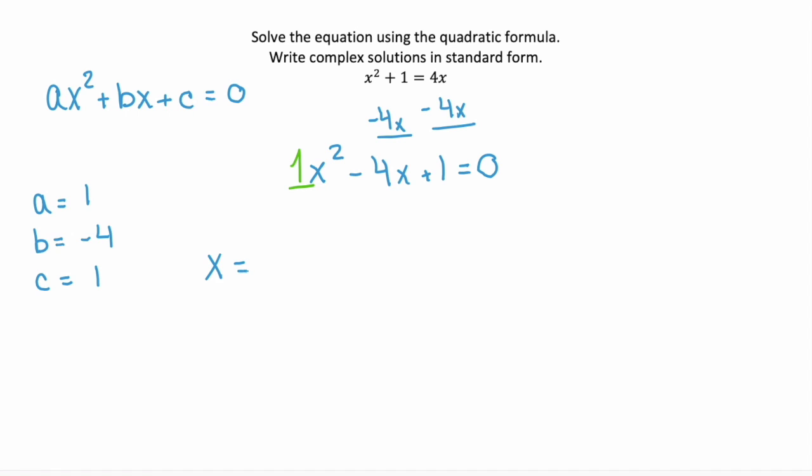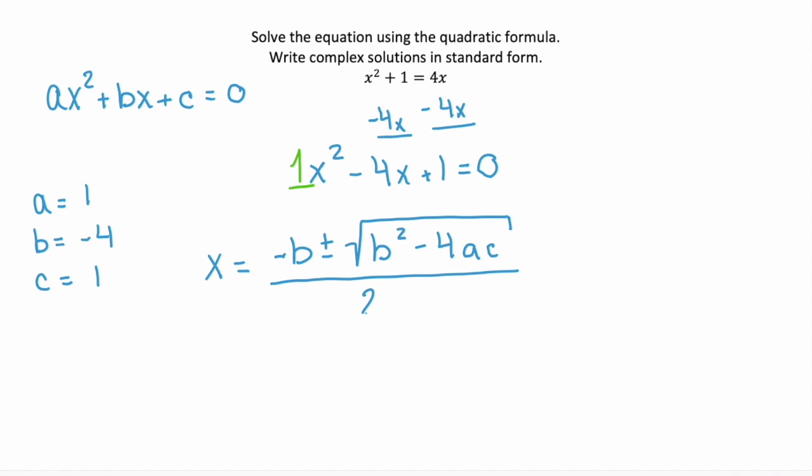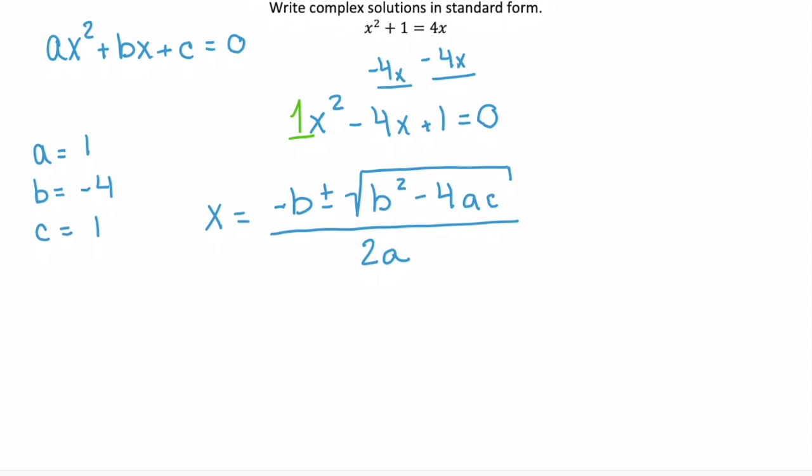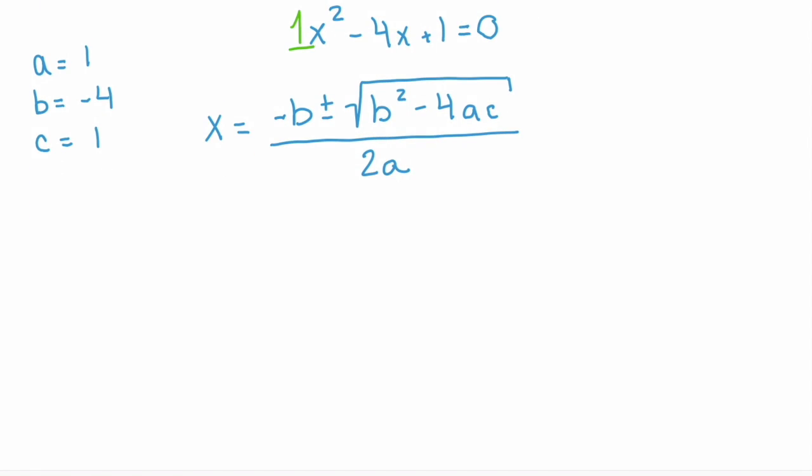Remember, the quadratic formula tells us the solutions for x, and the equation is negative b plus or minus the square root of b squared minus 4ac, all divided by 2 times a. That's why we wrote out those values of a, b, and c. Now we can just plug those in.